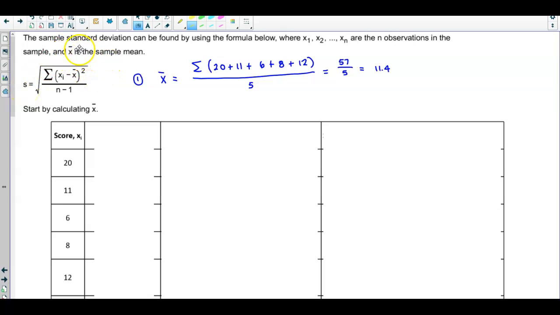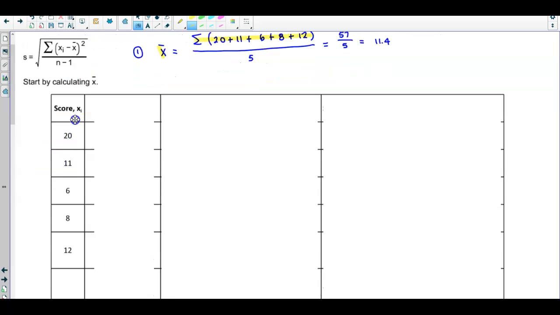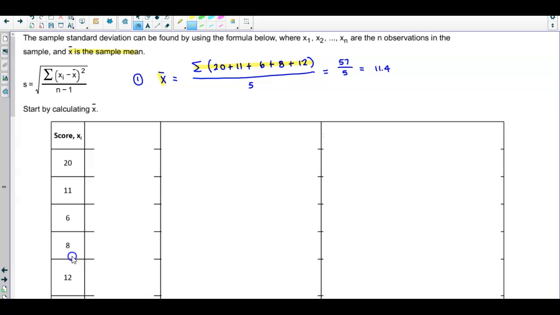So the first thing we need to do is calculate the sample mean, which is x bar. The sample mean is to add up all those data values. If you take a look in our first column, we listed all those data values: 20, 11, 6, 8, and 12. We add them to get 57, and then divide by the number of observations, which is 5, to give us a sample mean of 11.4.